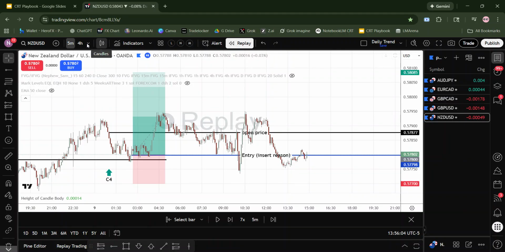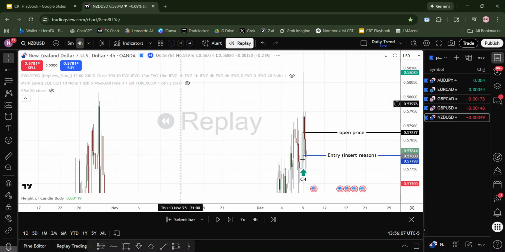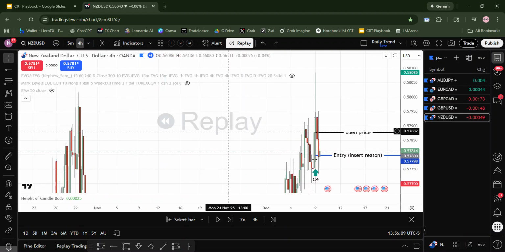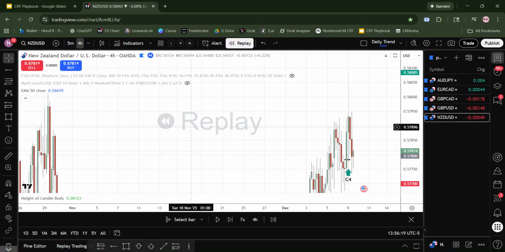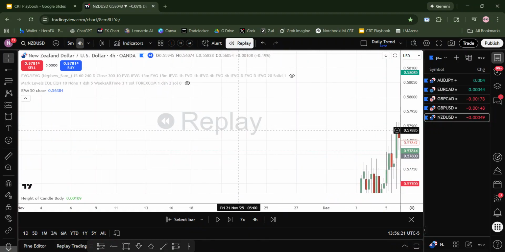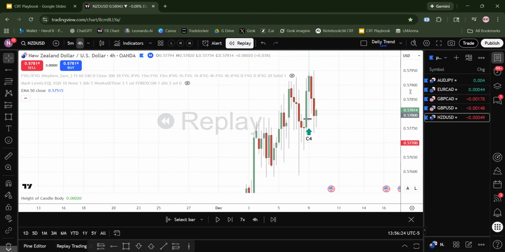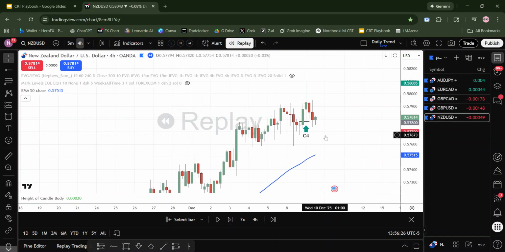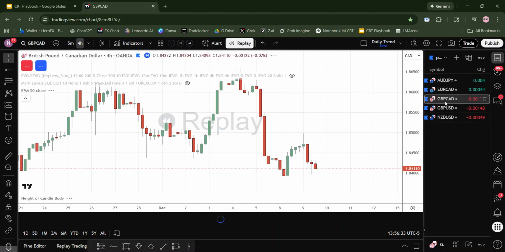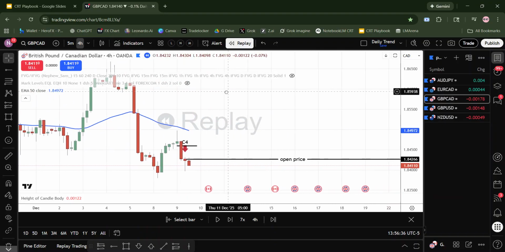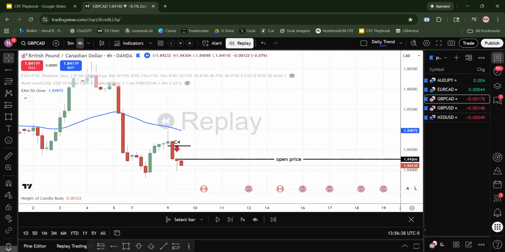Now, there is one thing that you can do to possibly improve your odds when it comes to taking continuations, and that's to add an EMA, which in this case would be the 50 EMA right there. And what you can do is have a rule that says I'm only going to take continuation trades if price is above the 50 EMA for a long, or below if it's a short, like on dollar CAD right here. Just for continuation. So in other words, that could be a filter.